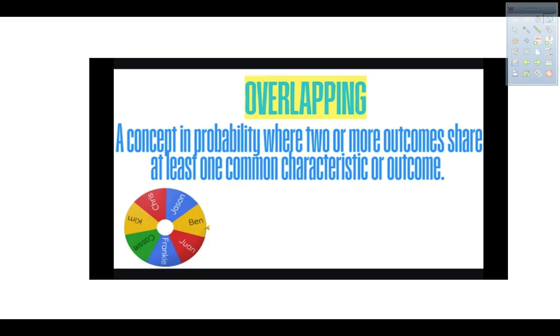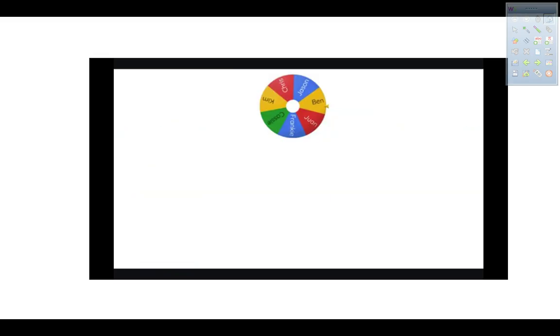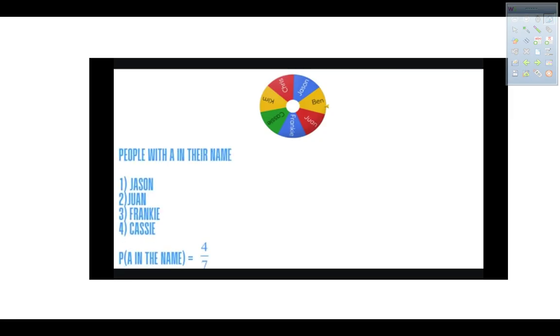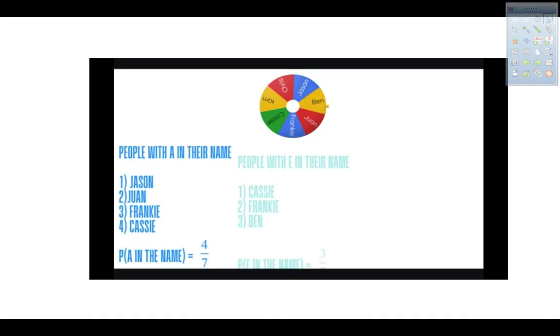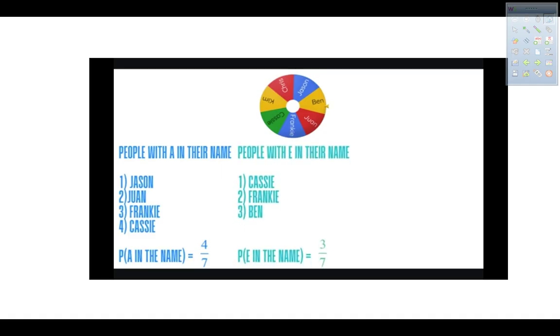In other words, there are people in the wheel who have both A and E in their name. The probability of overlapping events is calculated by using the formula: probability of event A plus the probability of event B minus the probability of event A and B at the same time. So let's look at what we know. The probability of the wheel landing on someone with an A in their name was 4 out of 7. The probability of the wheel landing on someone with an E in their name was 3 out of 7. But there is an overlap. How many people are on both lists? Well, Cassie and Frankie are on both lists. So the probability of an overlap is 2 out of 7.